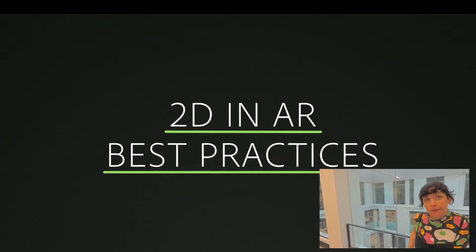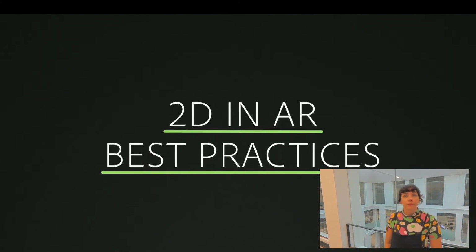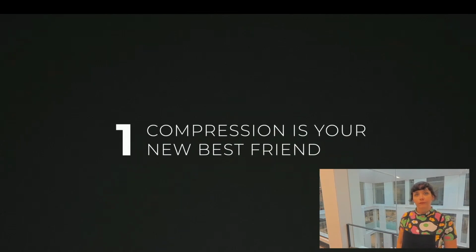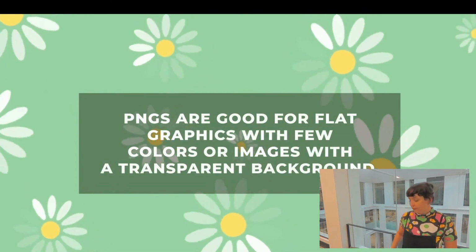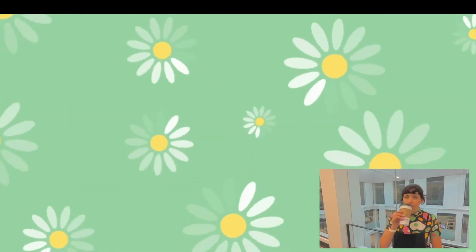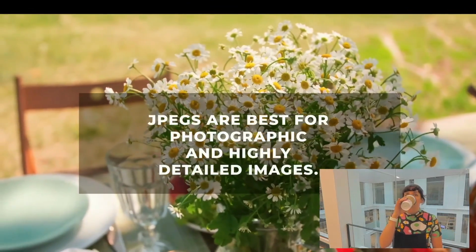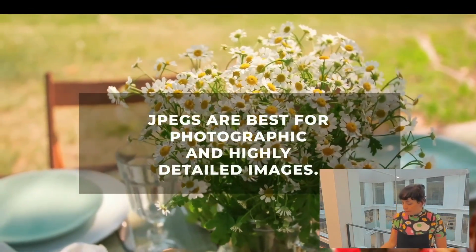Now let's talk about best practices when using 2D images and animations in AR. As I mentioned before, optimization is really key. Unless you need transparency or are using flat colored graphic images, I recommend using JPEGs. They can be compressed to much smaller sizes, and every byte counts when you're creating AR.